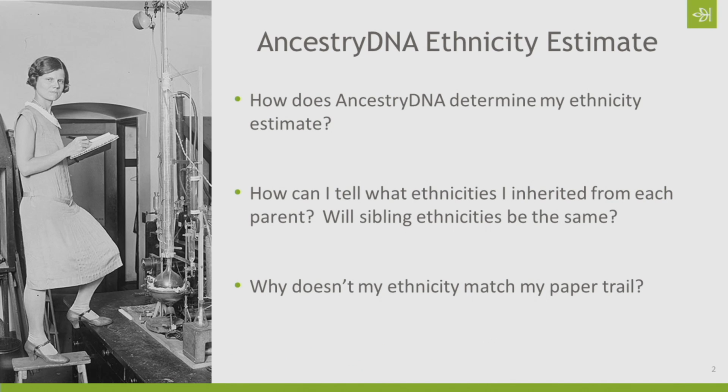So these are the DNA ethnicity estimate questions that we're going to cover. We're going to talk about how AncestryDNA determines your ethnicity estimate. We're going to talk about how we can tell which ethnicities we inherited from each parent, if that's possible, and then why sibling estimates might be different. And then we're going to talk about why ethnicity doesn't match the paper trail.